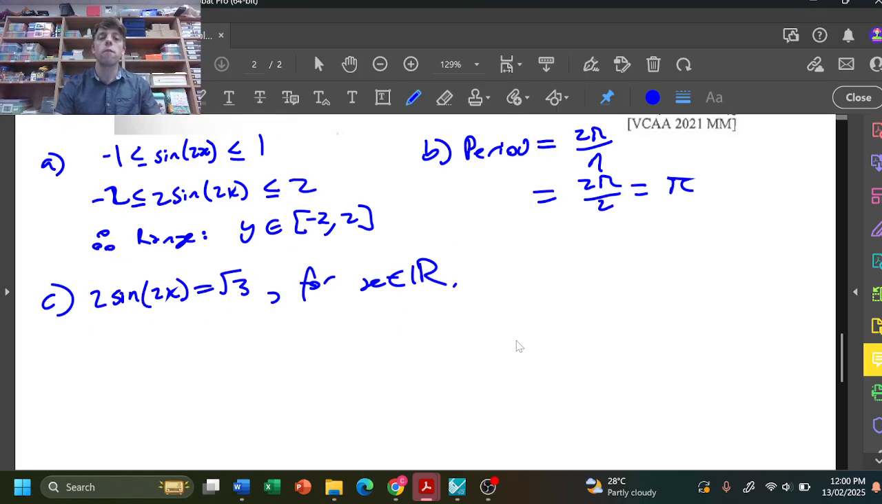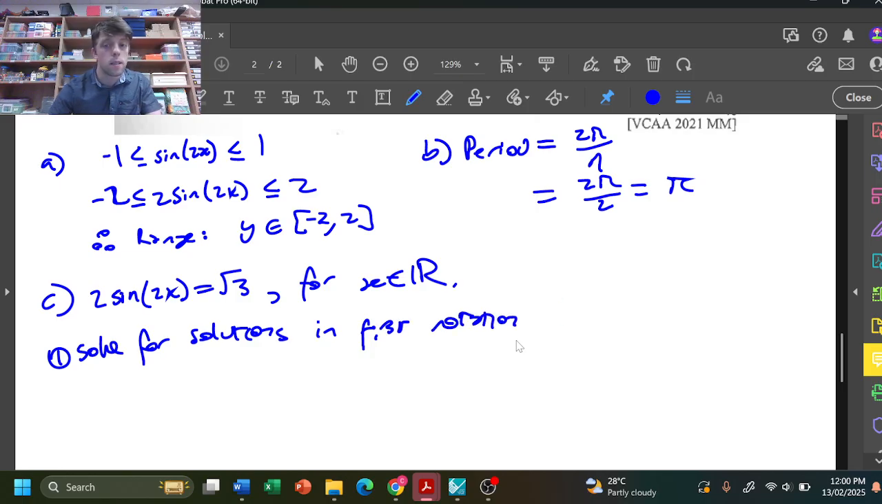What that's saying is we want to solve this for all possible solutions. So how do we go and do that? So the first thing that we're going to do whenever we're solving this type of problem is, step 1, I'll write it out, solve for solutions in the first rotation around the unit circle. So that is to say, the angle theta is going to be at least 0 and at most 2 pi. And we can just ignore this 2x, just consider that theta, and then let's see what we can find.